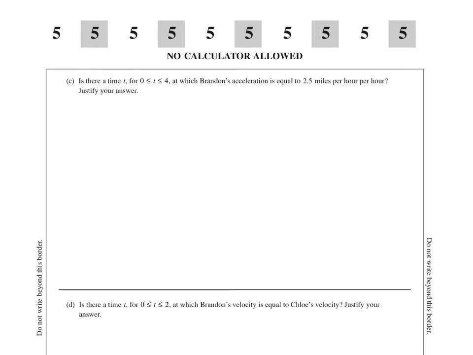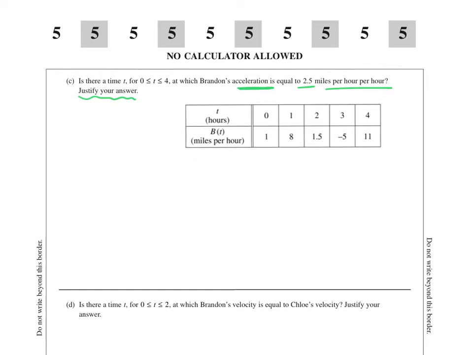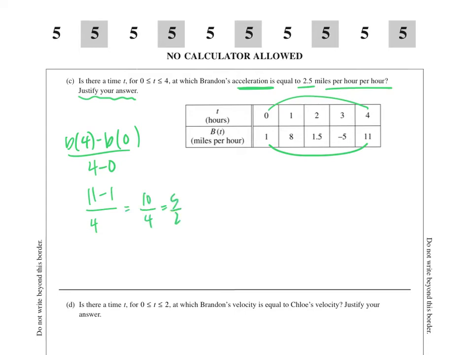All right, they want to know, is there a time on my interval from 0 to 4 at which Brandon's acceleration is equal to 2.5 miles per hour? And they want a justification. What we would do is find the slope. From 0 to 4, I could find the slope old school style, y over x minus x, so I'm really doing b of 4 minus b of 0 all over 4 minus 0. The derivative, or the slope of velocity, gets me acceleration. b of 4 is 11, b of 0 is 1, over 4 minus 0. So I'd get 10 over 4, which is the same as 5 over 2, which is 2.5.